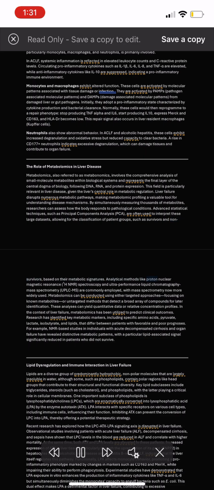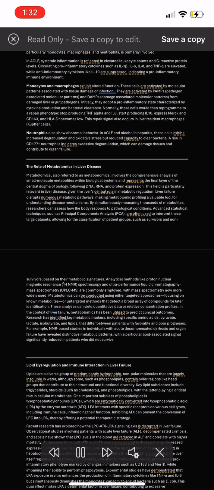Analytical methods like proton nuclear magnetic resonance, 1H NMR, spectroscopy and ultra-performance liquid chromatography mass spectrometry, UPLC-MS, are commonly employed, with mass spectrometry now more widely used. Metabolomics can be conducted using either targeted approaches, focusing on known metabolites, or untargeted methods that detect a broad array of compounds for later identification. These analyses can yield quantitative data or relative concentration profiles.